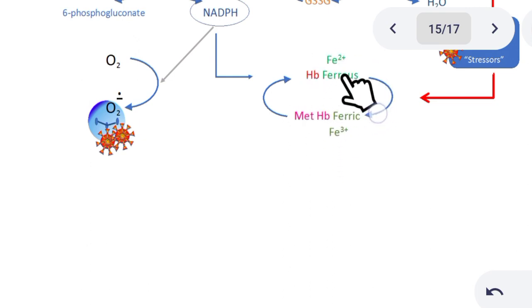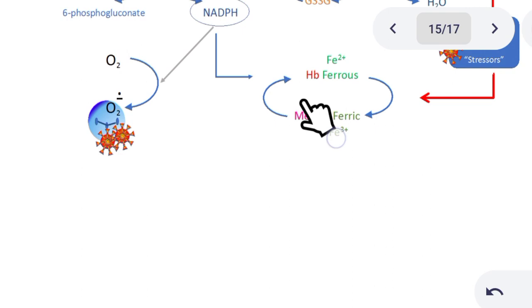So when it binds oxygen and takes oxygen to the tissue, it releases that oxygen in the form of superoxide and becomes methemoglobin. Methemoglobin has the ferric state of iron, Fe3+, because iron has lost an electron, so it has a 3 positive charge. For hemoglobin to work, it can't work in this state. It needs to be converted back from methemoglobin to the hemoglobin state.